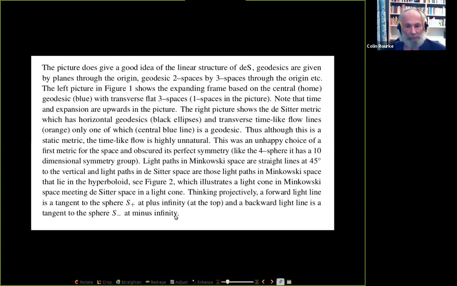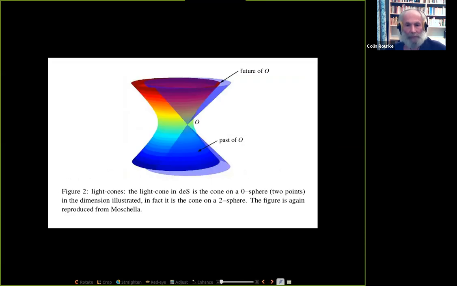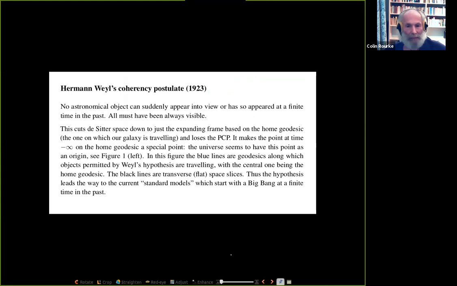Okay, so the light paths are straight lines at 45 degrees to the vertical. Light paths in DeSitter space are light paths in Minkowski space that lie in the hyperboloid. And that's the figure we just looked at. And if you think projectively, a forward light line, that's one going upwards, is in fact a tangent to the sphere at infinity. If you're sitting at the origin looking outwards, you see a sphere up here, and the light lines are tangent to it. Okay, so that projected picture will come back.